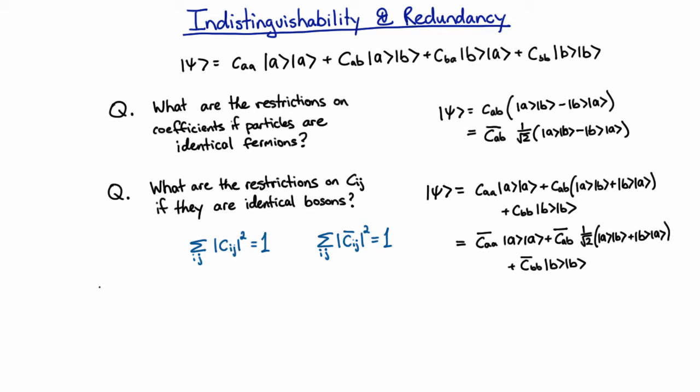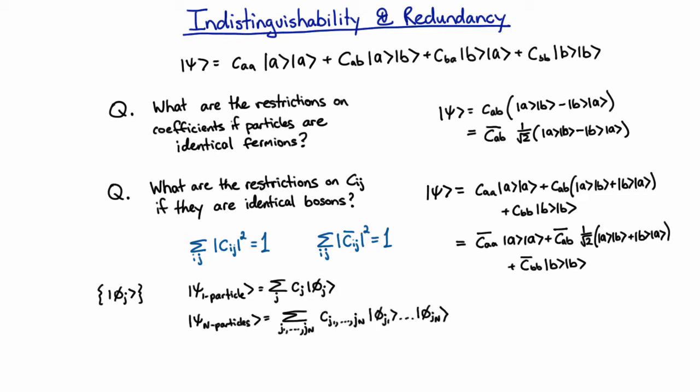So if a basis for a single particle state is phi j, indexed by the integer j, then a general state for one particle is given by an arbitrary linear superposition of them. The general state for n identical particles is an arbitrary linear superposition of the tensor product of all those states. Now these coefficients, if they're indeed indistinguishable particles, have lots of redundancies.